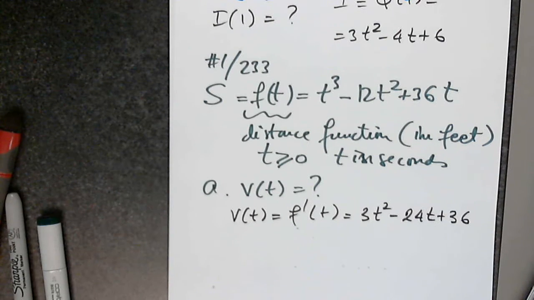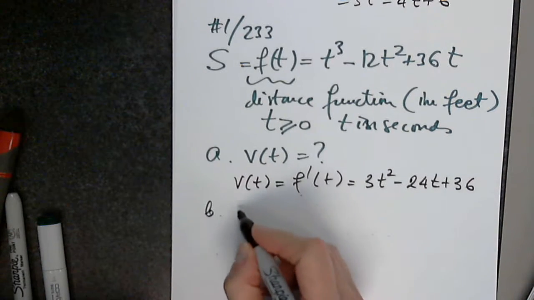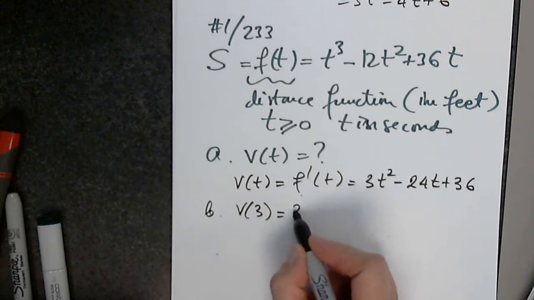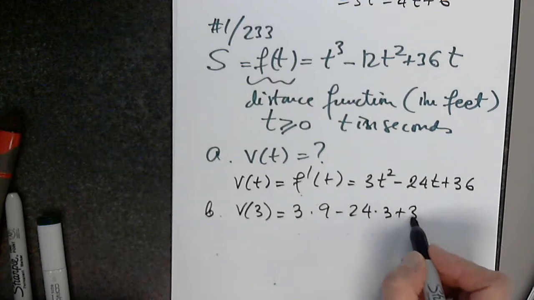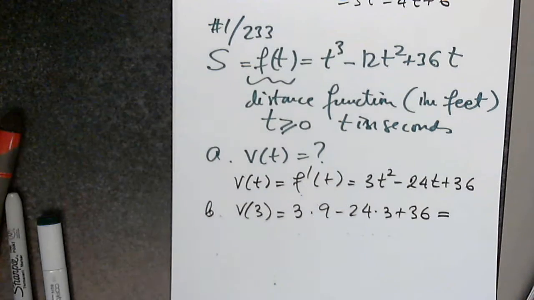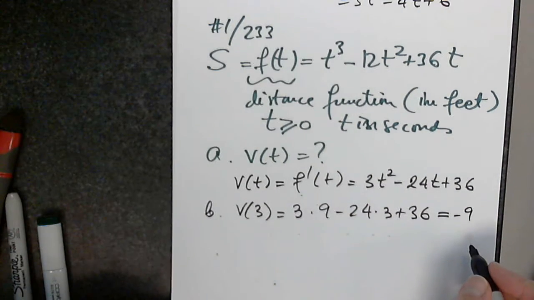Part B. What is the velocity after 3 seconds? Yes, part B, v of 3. So 3 times 9 minus 24 times 3 plus 36. When you have this number, give it to me, please. How much? Minus 9. Measurement unit?